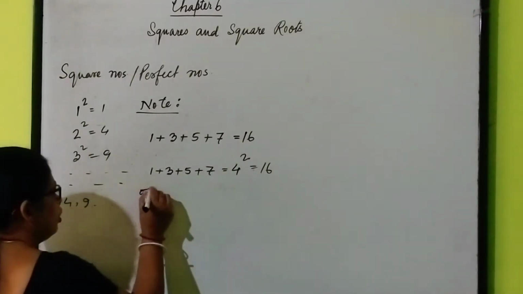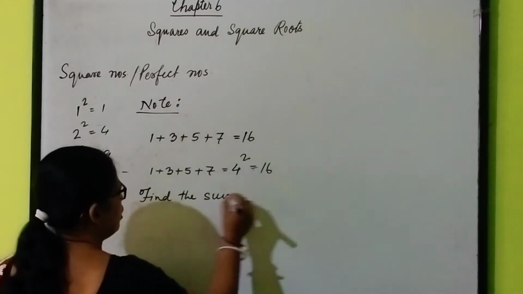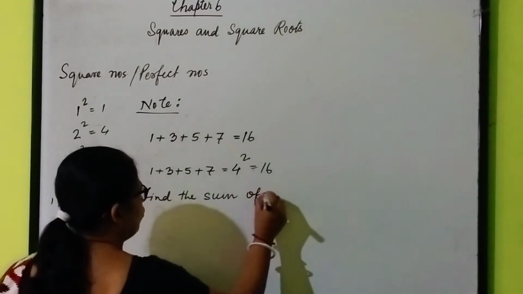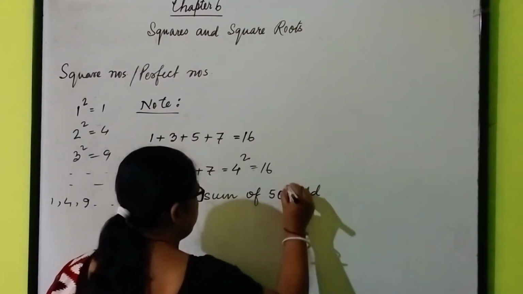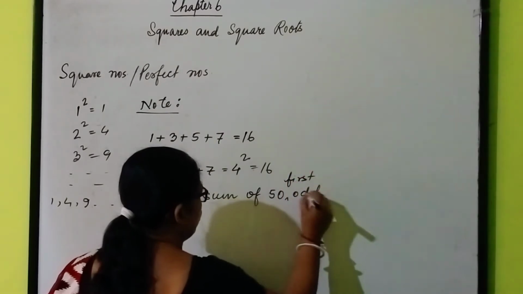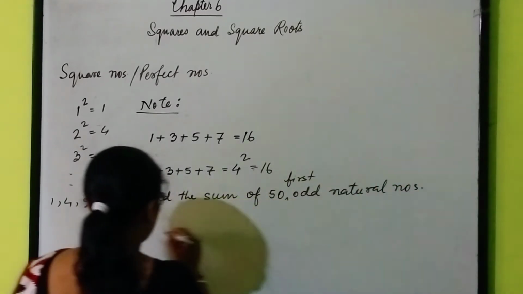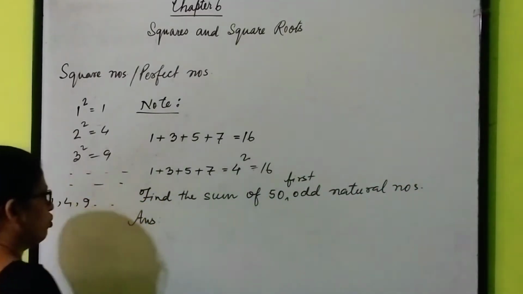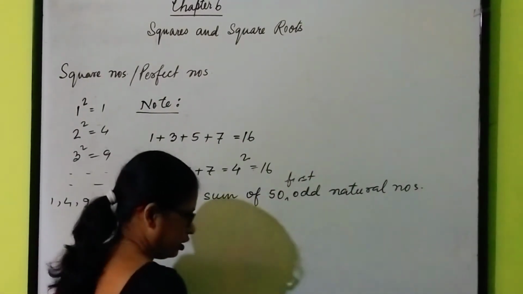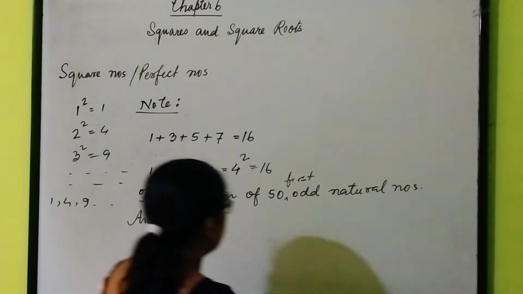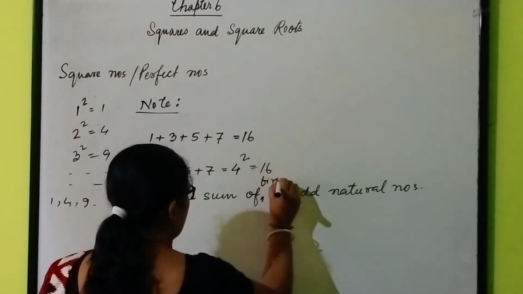So if I ask you, suppose, find the sum of first 50 odd natural numbers. Suppose I am giving the question. What will be your answer? Find the sum of first 50 odd natural numbers. My dear students, first will not be here. First will be here. Find the sum of first 50 odd natural numbers.